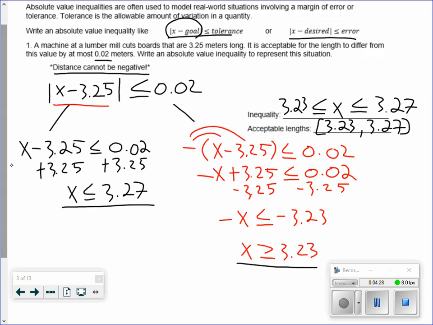And now if we forget about the math for a second and just look at the problem by itself, it's telling us that at a lumber mill, we're making boards that are 3.25 meters long. And we're told we are not going to accept any boards that are more than 0.02 meters away from that 3.25. So either 0.02 meters more than 3.25 or 0.02 meters less than that 3.25. And that's where we get the 3.23 and the 3.27.